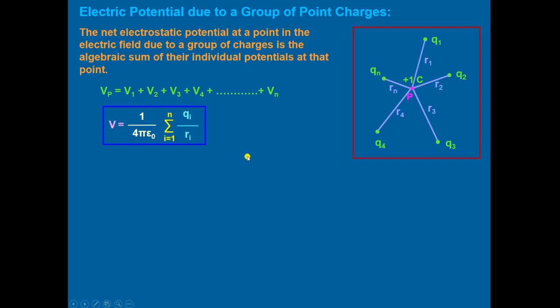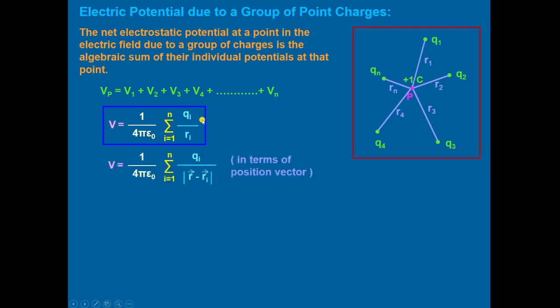This is the generalized equation. Because of the first charge Q1, the potential will be V1, and that has the value 1 upon 4 pi epsilon naught Q1 upon R1. Similarly, the potential because of Q2 will be equal to 1 upon 4 pi epsilon naught multiplied by Q2 upon R2, and so on. The total potential will be the summation: V will be equal to 1 upon 4 pi epsilon naught sigma i equals 1 to n multiplied by Qi upon Ri.